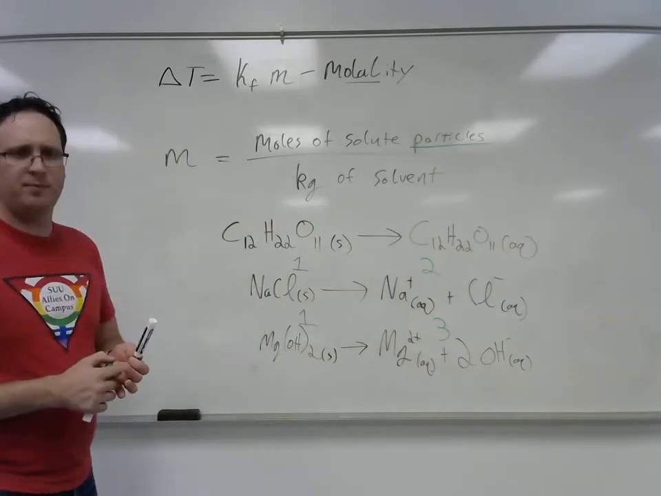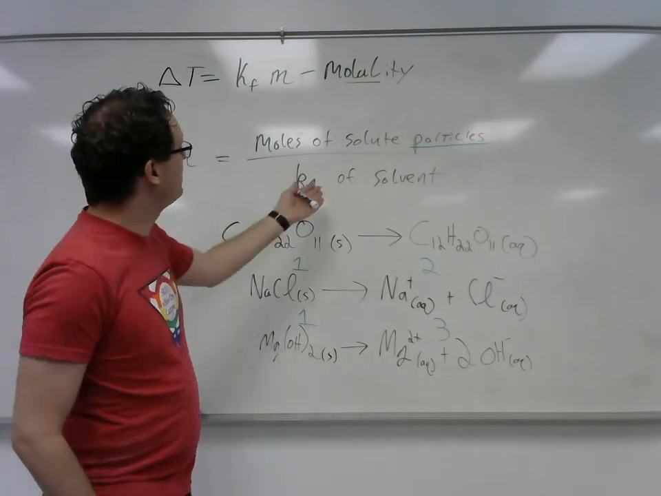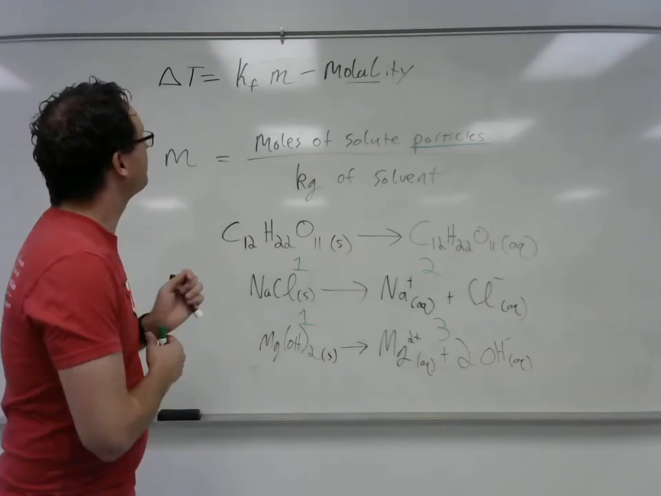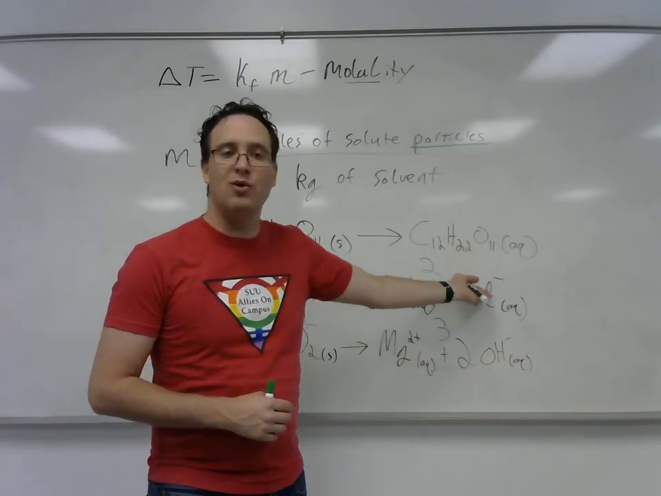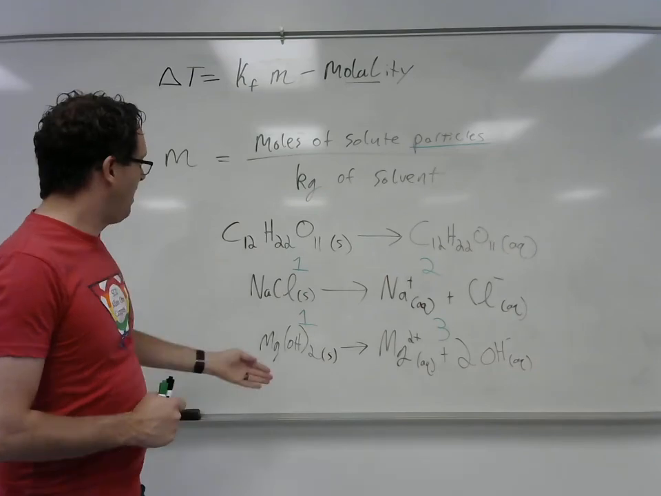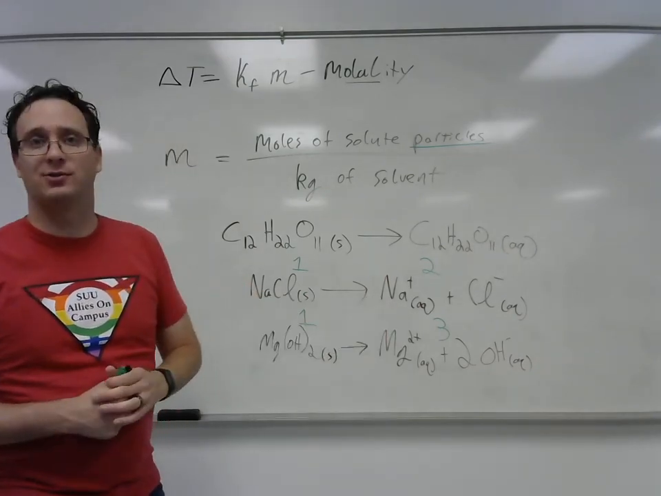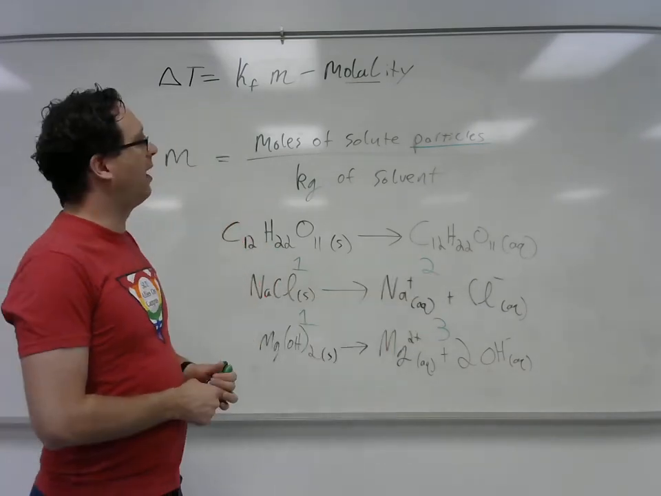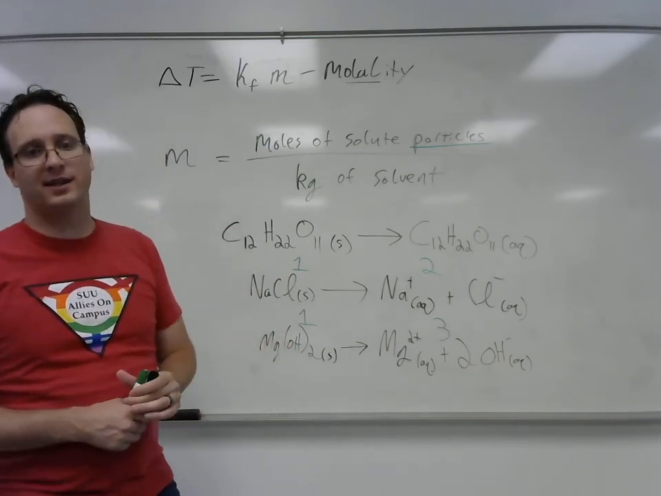And basically what that means is, let's suppose I take 1 mole of sugar and dissolve it into 1 kilogram of solvent, then that would be a 1 molal solution. If I take 1 mole of sodium chloride, however, that produces 2 moles of solute particles, so that would be a 2 molal solution. And 1 mole of magnesium hydroxide would produce a 3 molal solution. And so the number of particles that are produced upon solvation can dramatically affect the molal concentration. You need to take that into account.